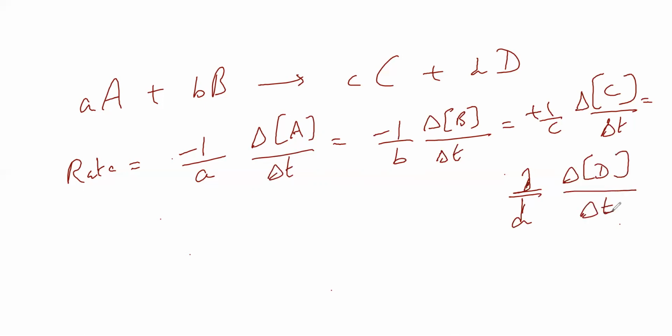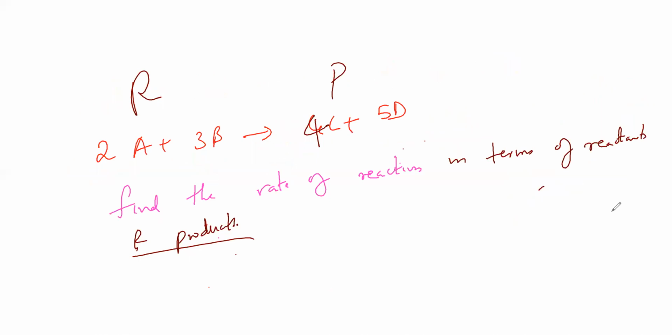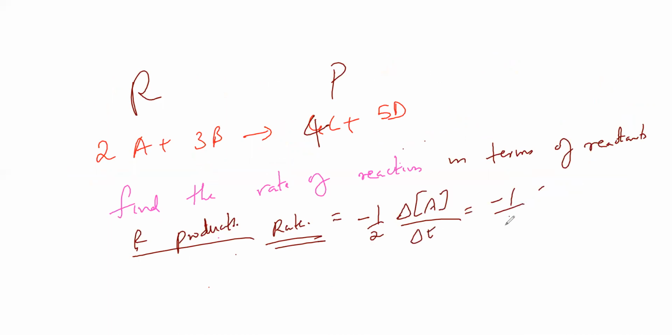So similarly, by using this, what will you get here? 2A plus 3B gives 4C. So what is our rate value? Rate value will be minus 1 by 2 into delta of A by delta t, equal to minus 1 by 3 into delta B by delta t, is equal to plus 1 by 4 into delta C, the capital one, you put in bracket, by delta t.